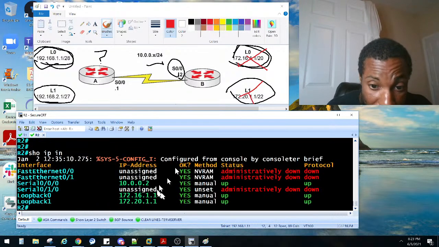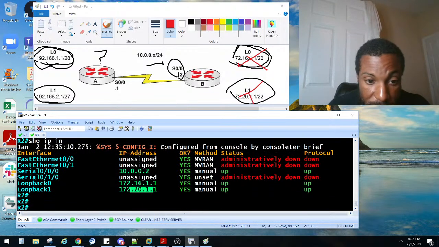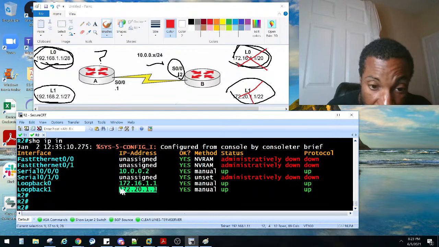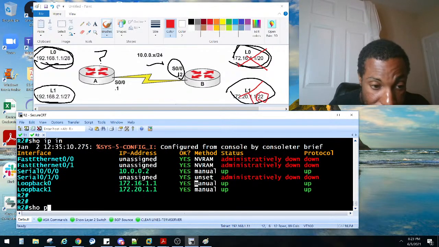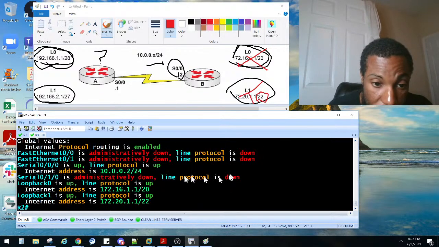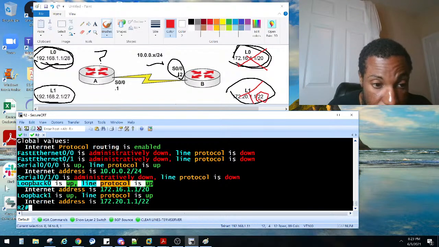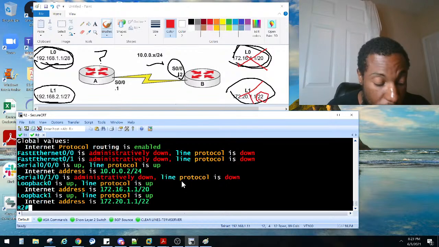I guess that is why they teach us that command. 172.16.1.1, 172.20.1.1, and to verify that. The only reason I don't really like show IP interface brief is because it doesn't show us the subnet mask. That's why I like show protocols. However, I probably would have caught that mistake earlier if I would have done show IP interface brief. So I guess it's a gift and a curse. So it's up. We got a /20 subnet and a /22 subnet. All right, we good to go now.